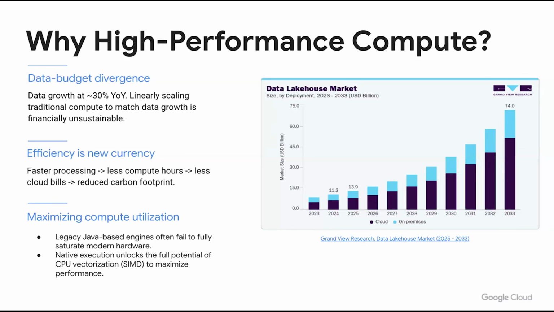The second key aspect is that efficiency is the new currency. If we have faster processing, that means fewer compute hours, which means lower cloud bills, and ultimately a reduced carbon footprint. So this is environmentally friendly also. The major point here is that the traditional legacy JVM-based engines that we have, like Spark, are not able to fully leverage the hardware capabilities. So we want to make sure that we squeeze every core that is available to us. And that's when companies started exploring native. Native execution unblocks the full potential of the CPU via vectorization and SIMD instructions. We'll talk about it in detail in the upcoming slides.